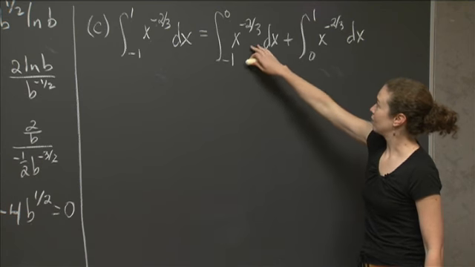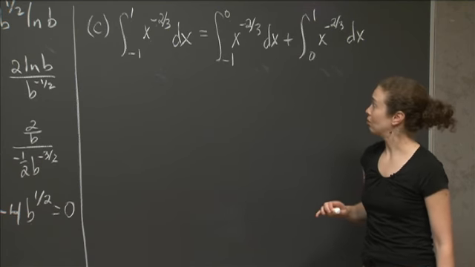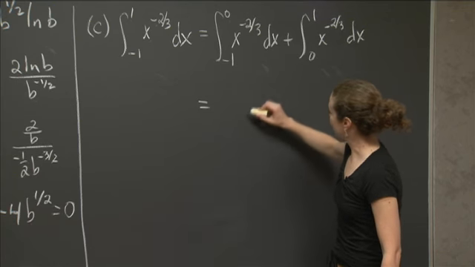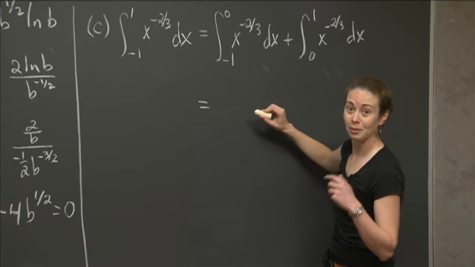Now, what is the antiderivative here for x to the minus 2/3? This is going to be, again, I'm going to write something down and then I'm going to check it.